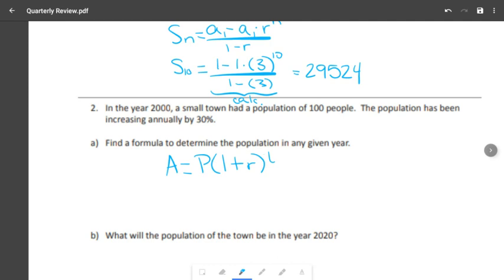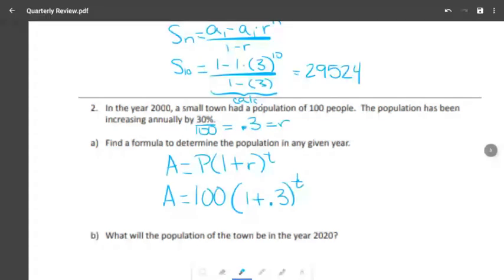So plugging in, P, remember, is your initial amount, so that would be the 100. R is going to be 0.3. Remember, we take the percent and divide by 100 to get our R. And we are using a formula that could be for any given year, so T is going to be just T. Make sure you do have A equals in front, otherwise it is incorrect.